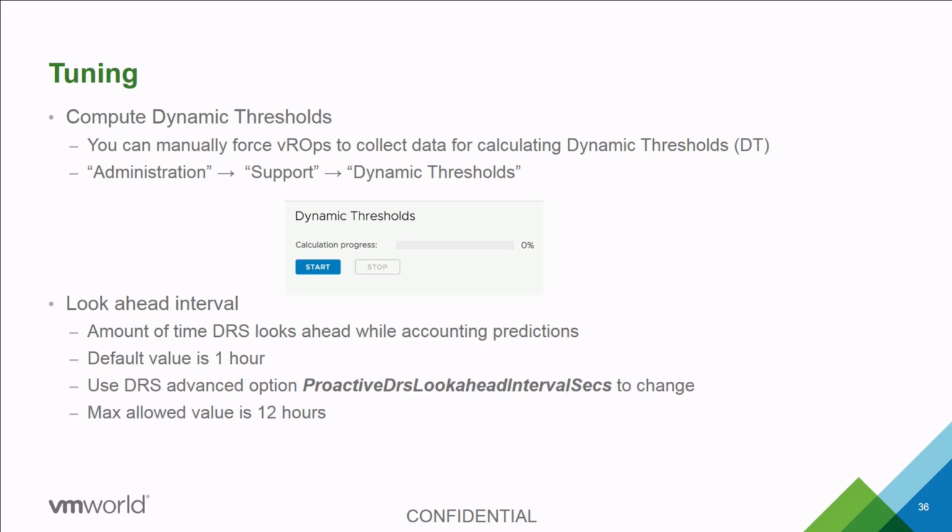You can again change this using a DRS advanced option, in case you want your DRS to look into the next 6 hours before it starts recommending any vMotion. And you can set it up to 12 hours.